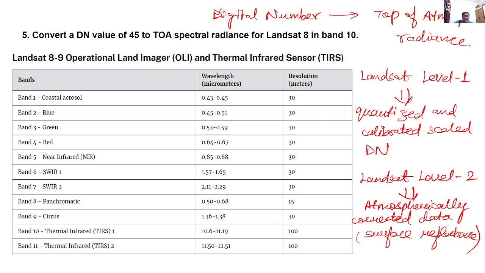And why are these gaps present? Why can't we find the spectral radiance or the DNs or the reflectance for each wavelength range? Why is it so? Any idea? Any comments you would like to make on this question?